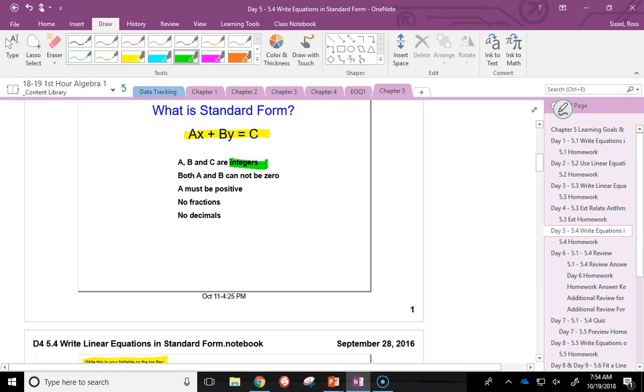Once again, what are integers? Whole numbers, but they can be negatives, right? Integers are like positive 5, negative 17. They cannot be decimals, they cannot be fractions. Both a and b cannot be 0.